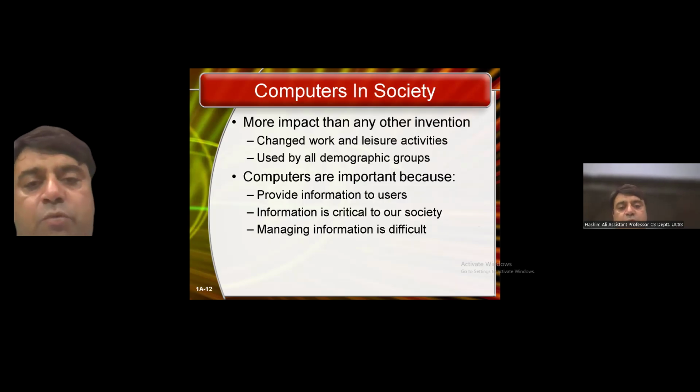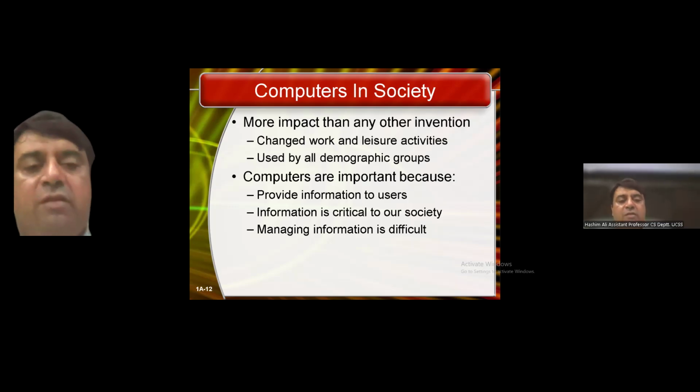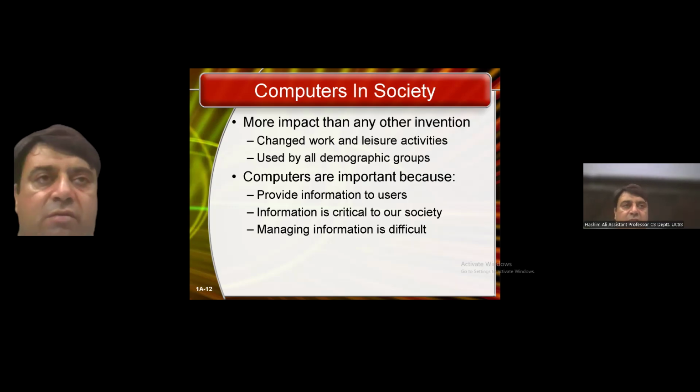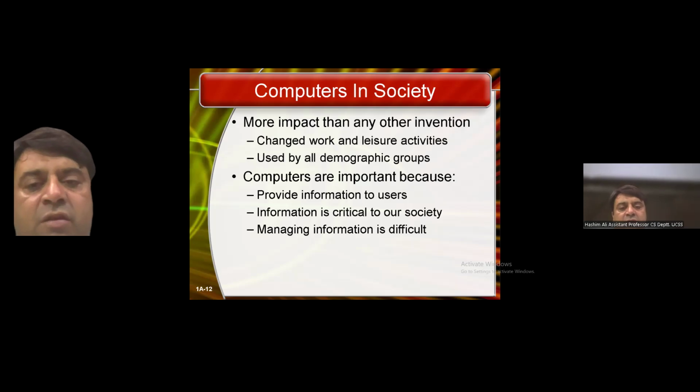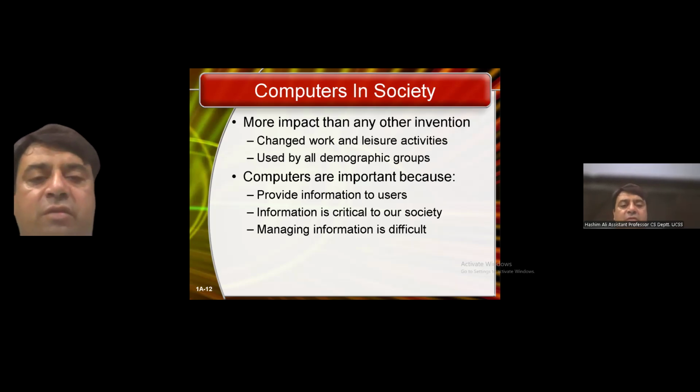Then the impact of the computer in the society. As we know, everything is now computerized, from your online transaction to the cash withdrawal to the access of your home through smart technologies like ACs, like your automatic machines. More impact than any other invention in terms of usage. It has changed the work and leisure activities, and normally it is used by all demographic groups. Demographic group means all the different types of people living in different conditions are using computers in one way or the other.